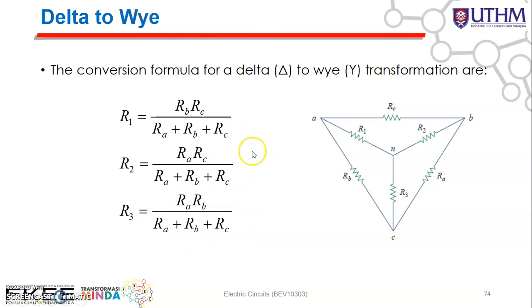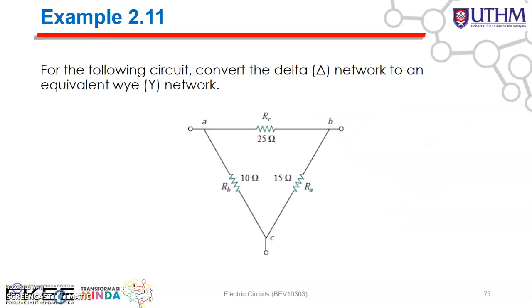Again, for this formula, the denominator remains the same for each formula. The only difference is the numerator, at the upper side. Here for R1 you have RB, RC. Here R2 is RA, RC. Here R3 is RA, RB. That is one way to memorize the formula. Next, let's have a look at the following example on how to do the conversion.